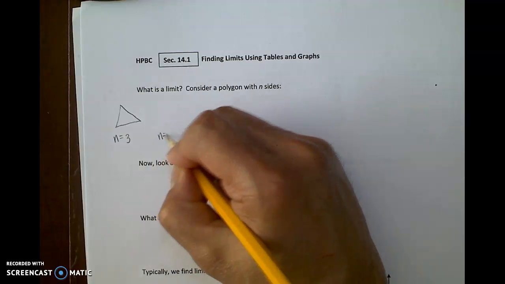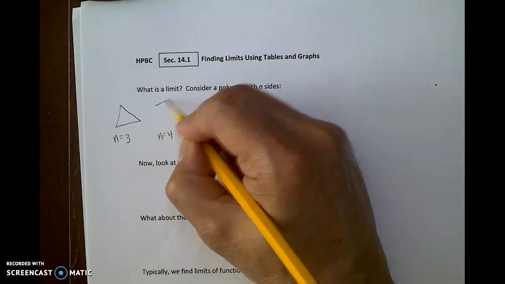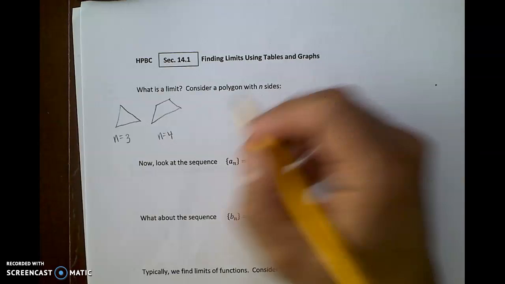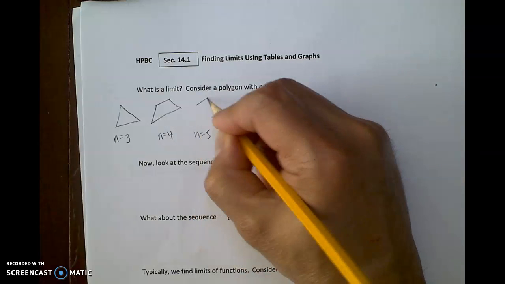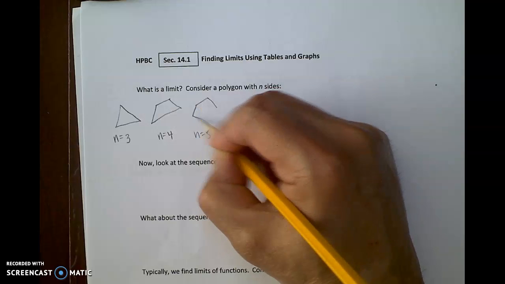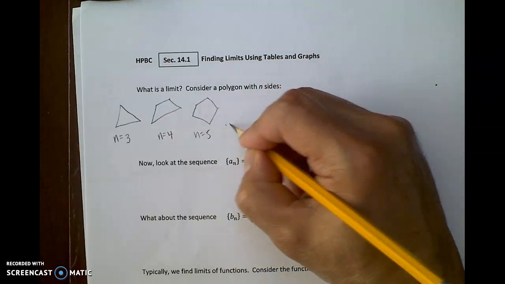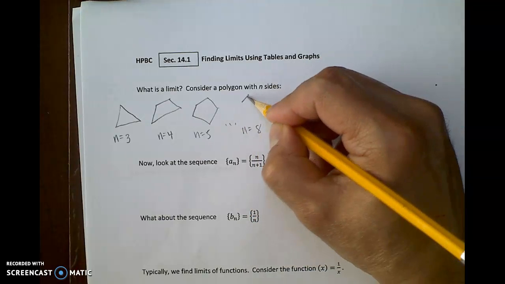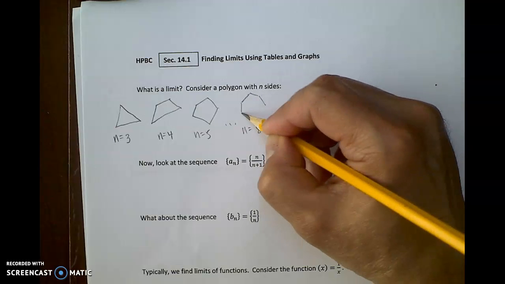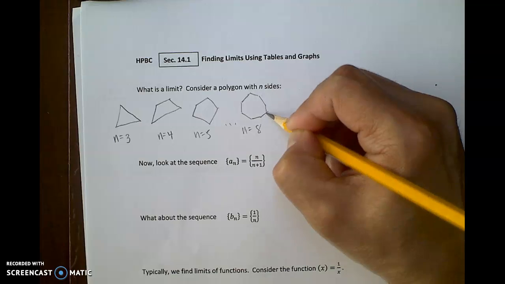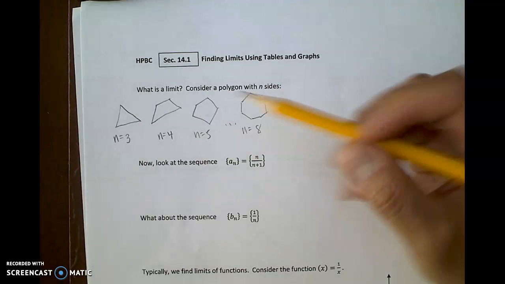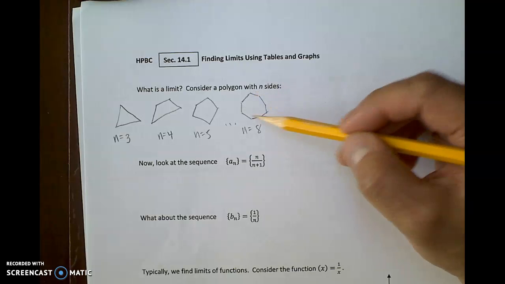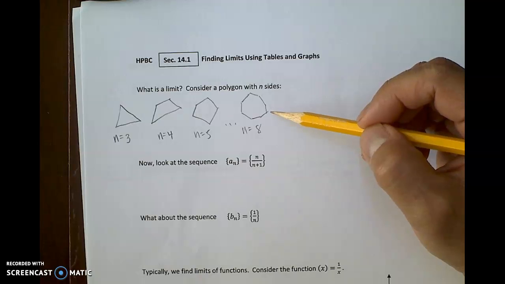If n equals 4, we have a quadrilateral. N equals 5, we have a pentagon. 2, 3, 4, 5. And so on, we go to n equals 8, it's an octagon, 1, 2, 3, 4, 5, 6, 7, 8. So now you see, the more sides we add, the more sides we have to draw here, our polygon shape changes.